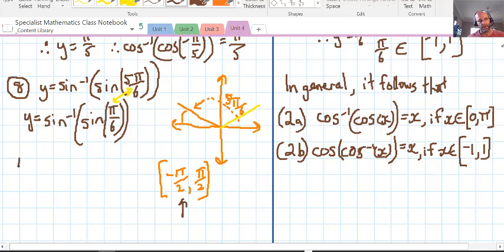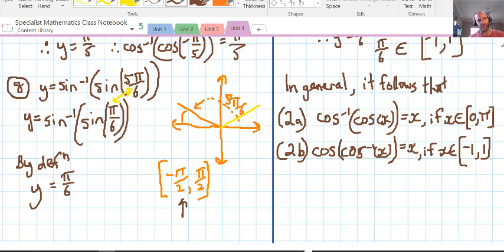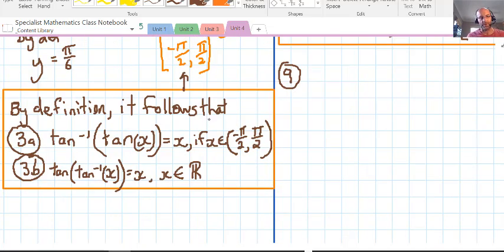So by definition, y equals pi on 6. So the solution is valid. So the answer to negative sine of 5 pi on 6 is just pi on 6. So that's a lot quicker if you know the definition off by heart, and all you have to say is by definition.